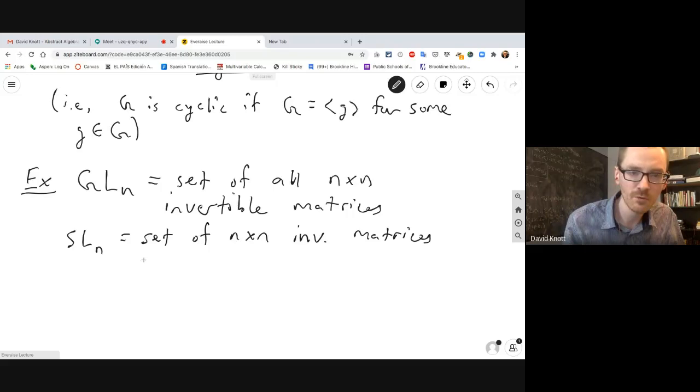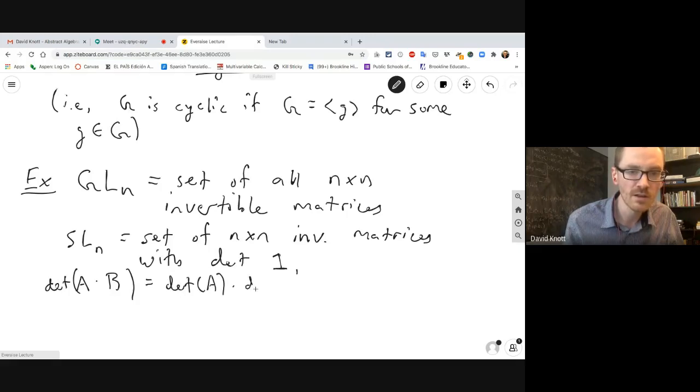Instead of n by n invertible matrices, we have determinant 1. And this in fact forms a subgroup of GLN. So this thing is a subgroup of this thing. Pretty easy to see why. The key idea is that if you take two elements of this group and you look at their product and compute the determinant, well, it's a well-known fact that the determinant distributes over products. So this is determinant of A times determinant of B. So if A and B have determinant 1, then from this equation you can see that the determinant of their product will also be 1.